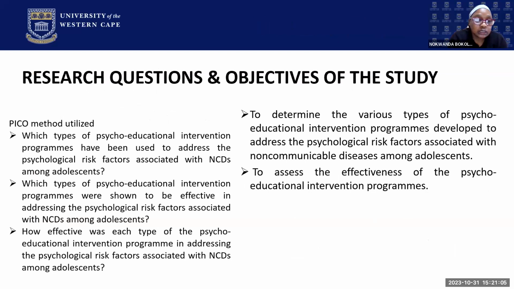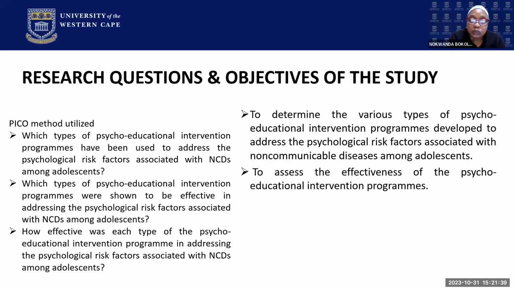The research questions using the PICO method. We have 3 research questions there. Number 1, which types of psychoeducational intervention programs have been used to address the psychological risk factors associated with NCDs among adolescents? Number 2, which types of the intervention programs have been shown to be effective in addressing these issues? And number 3, how effective was each of the psychoeducational intervention programs in addressing these issues?